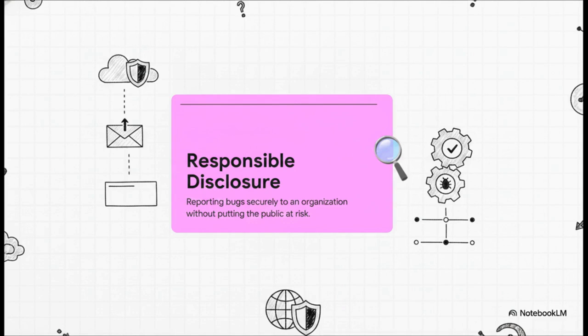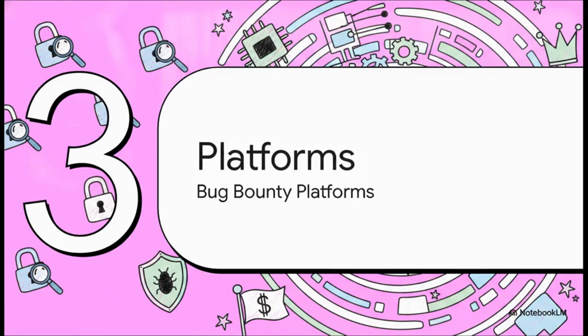So in this whole ecosystem, mastering the ethical reporting process, writing really clear summaries, and maintaining a professional relationship with those triage teams is exactly what gets a bug validated and actually paid out. So where does all this action take place? Let's step right into the arena with Section 3, the bug bounty platforms.